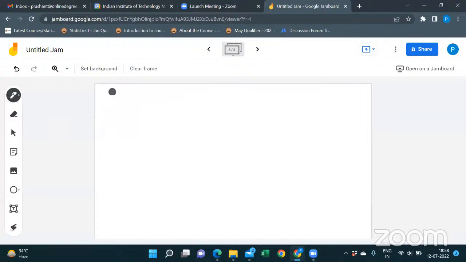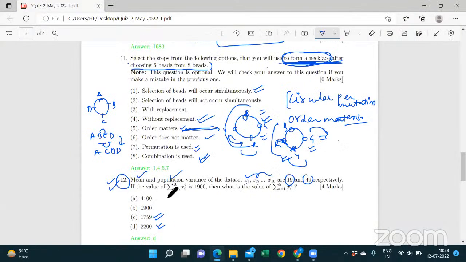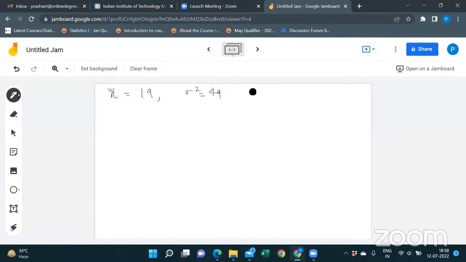So I'm writing x bar is given as 19 and the population variance is given as 49, right? Now, if the value of summation i equals 6 to 10 of xi square is 1900, then what is the value of summation i equals 1 to 5 of xi square?